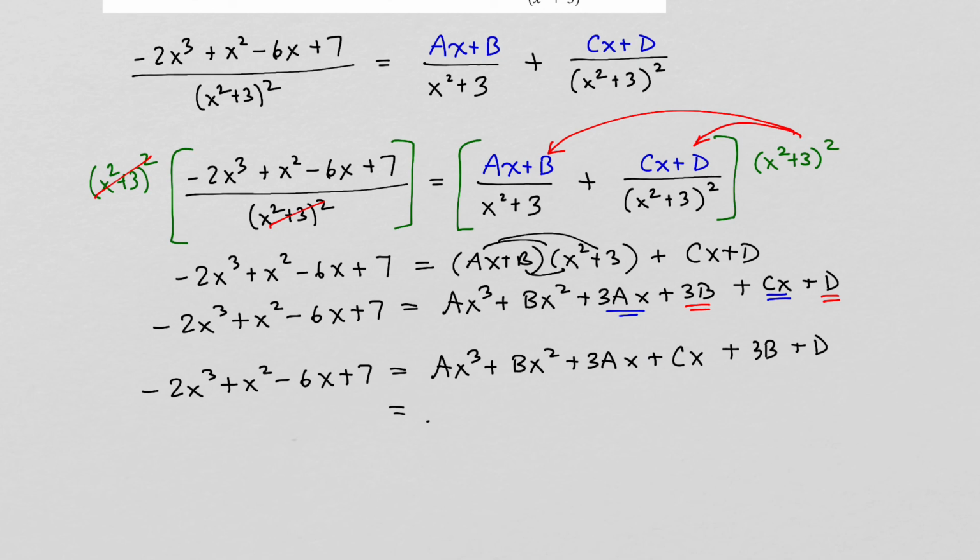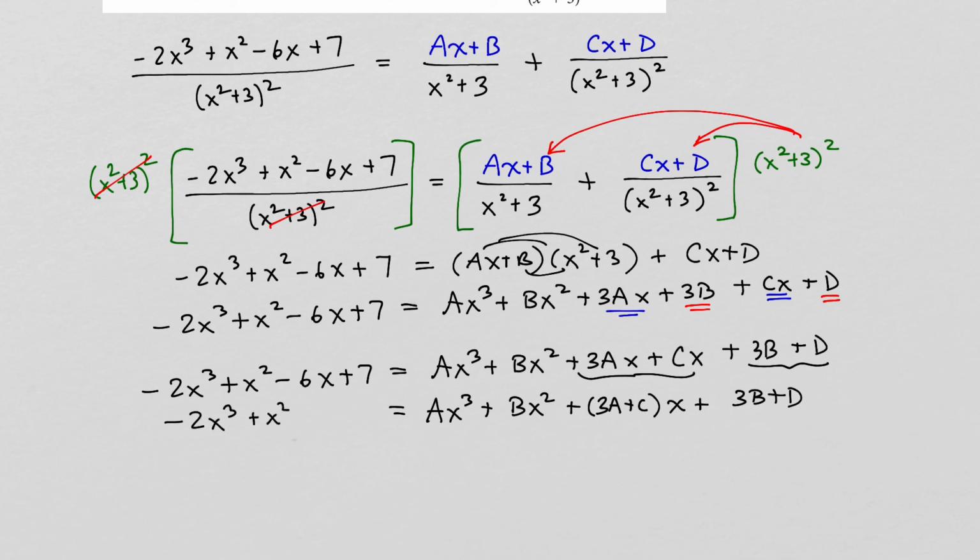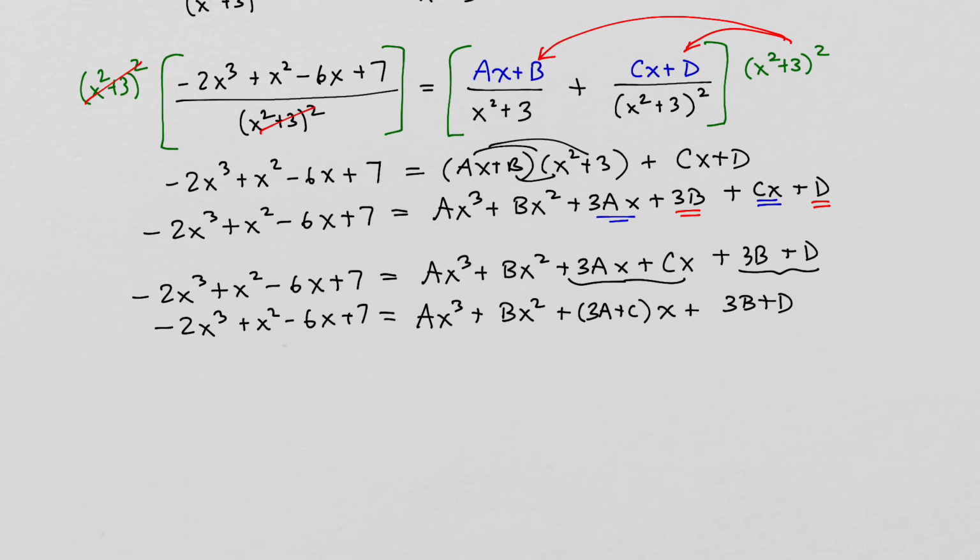And now we can rewrite this as ax cubed plus bx squared. Right here we can factor out the x, and we get 3a plus c times x, and then we have plus 3b plus d. This looks awful. I would agree with that assessment. But it's actually not bad at all, because the coefficient of x cubed on the left side is -2, and the only coefficient of x cubed on the right side is a. And so that means a must be equal to -2.